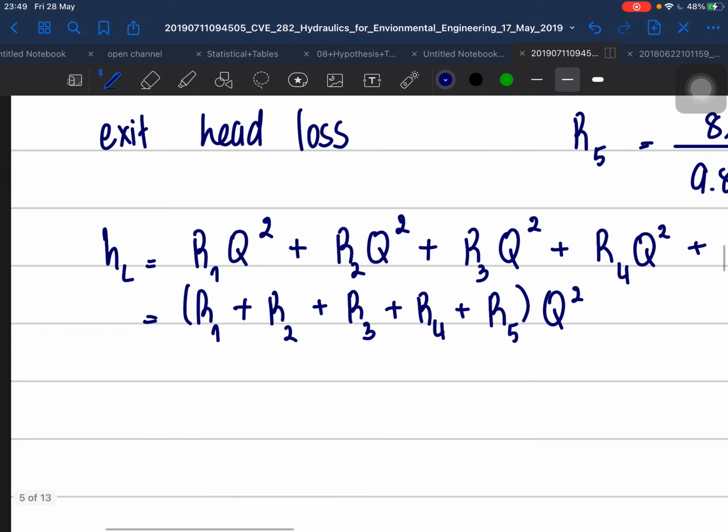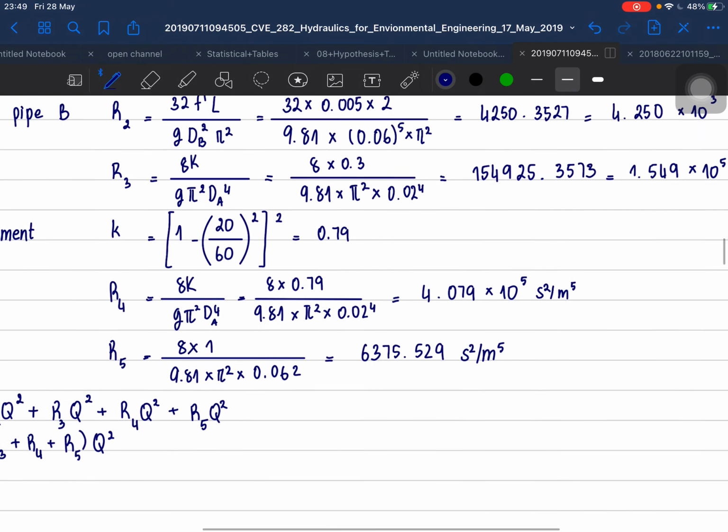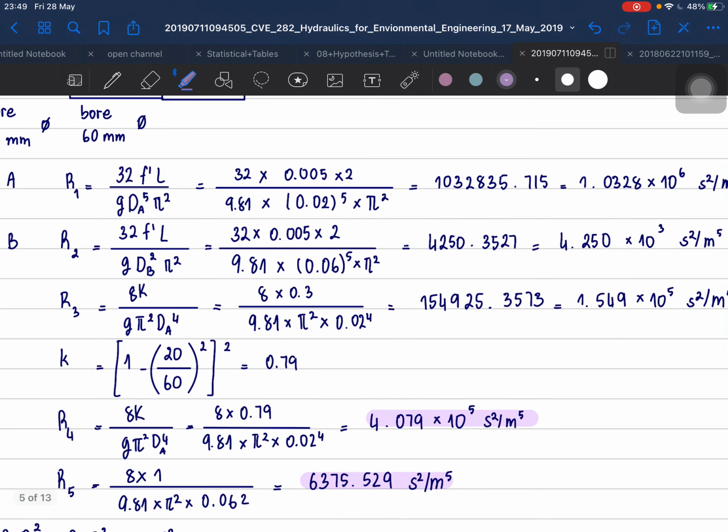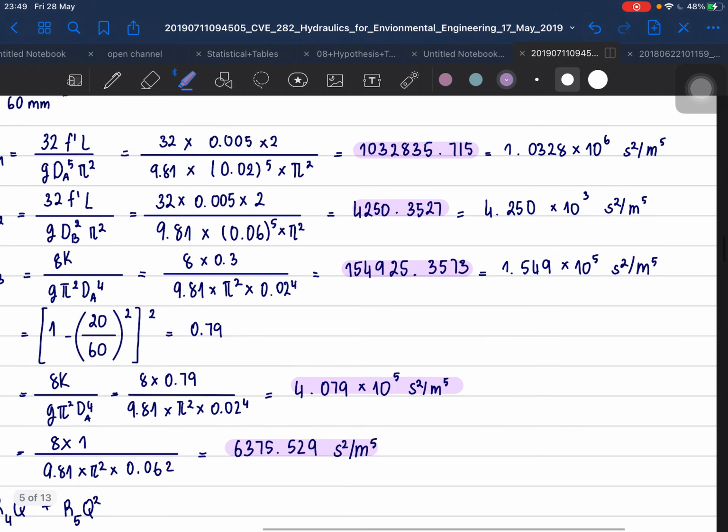Okay, so I'll add all of these together: this, this, this. I'm not going to rewrite it again. I'm just going to calculate here in the air.